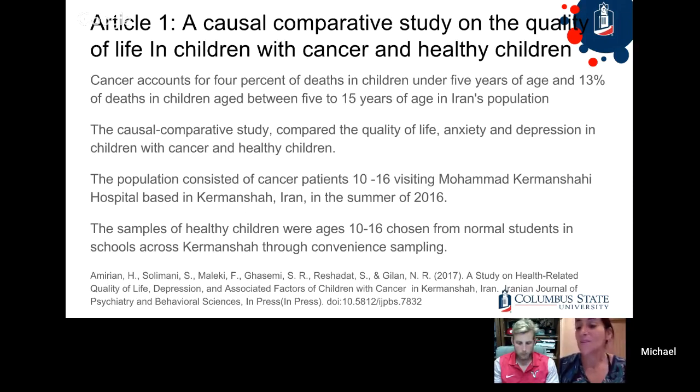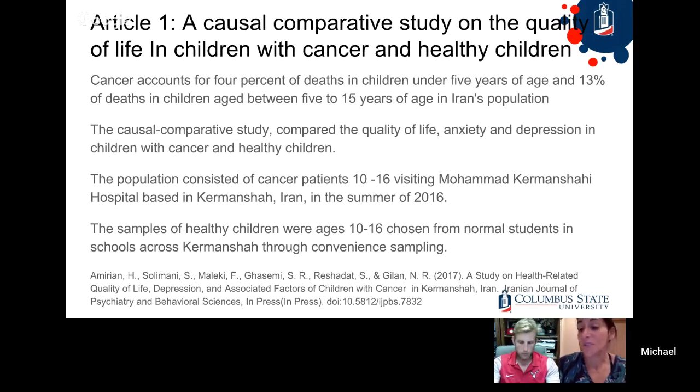In this causal comparative study that I looked at, the study aimed to compare the quality of life, anxiety, and depression in children with cancer versus children who do not have cancer. The subjects chosen to participate in the study were children with cancer and children who were healthy. All the children were between the ages of 10 and 16. The children with cancer were visiting a Mohammed hospital based in Kermanshah, Iran in the summer of 2016. The samples of normal children who were chosen for the study were healthy children in schools across Kermanshah, Iran, through a convenient sampling.